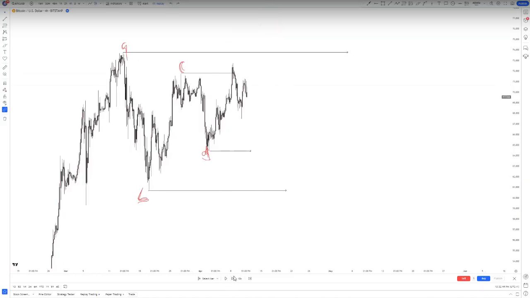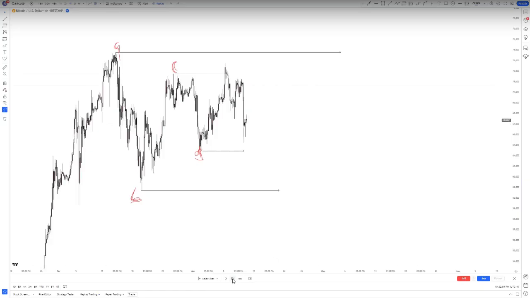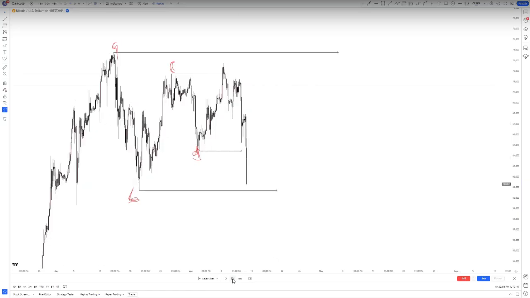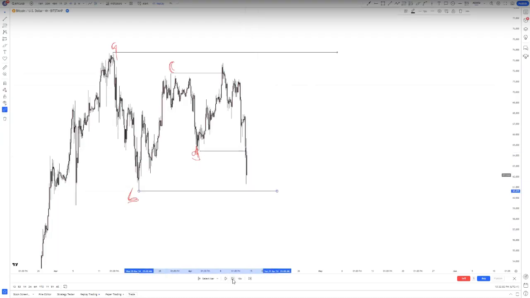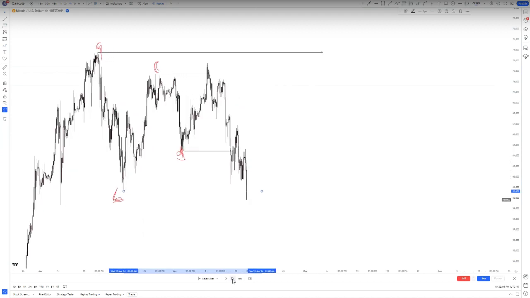Until point A is broken, we are not expecting anything to happen. So price continues selling, point D gets taken out. Like I said, we definitely expect point B to get taken out as well.